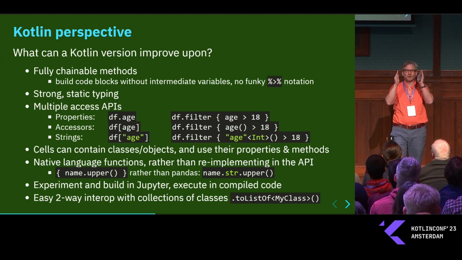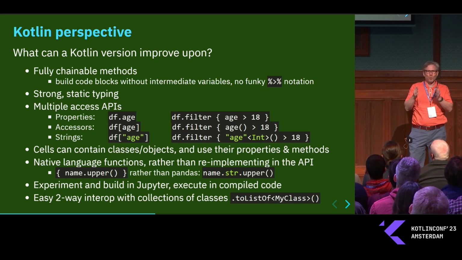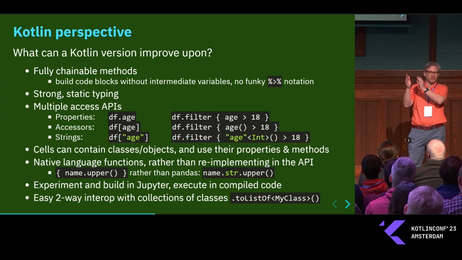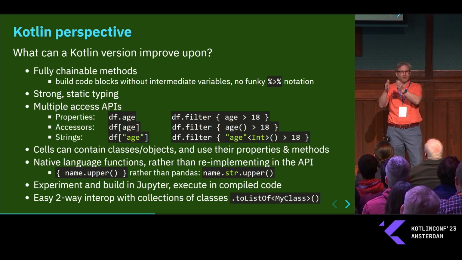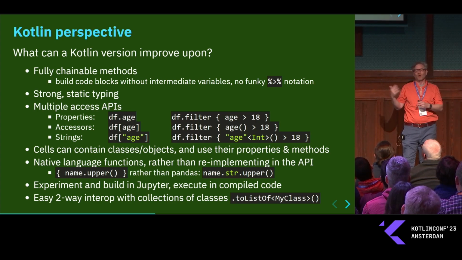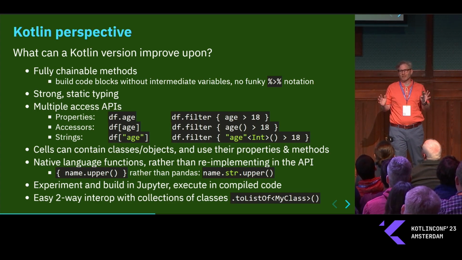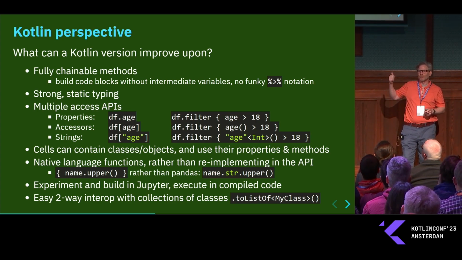So for every column, there's no question about what data type a certain column is going to be. It's definitely going to be an int. It's not going to be a string that happens to look like an integer, right? Nullable, all that. So the strong typing is really important. Having multiple access APIs is also very cool.